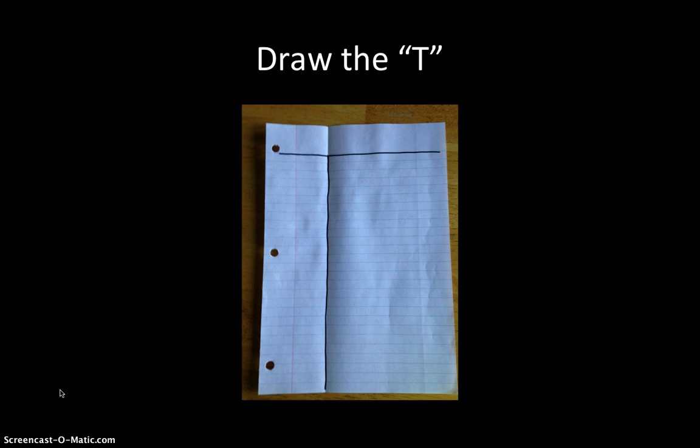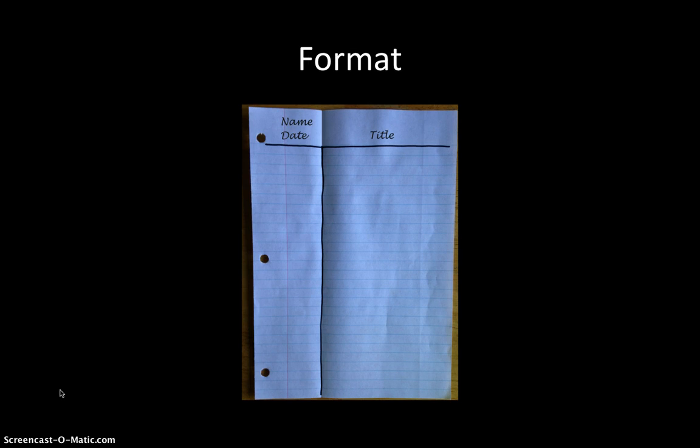Once you have done that, draw a T. I used permanent marker. You can use permanent marker. You don't have to. Whatever you want to use is fine. But the left side of your paper, that left column there, should be smaller than the right side. Okay, here's how you should format it. You want your name and the date in the upper left-hand corner. In the upper right-hand section, you're going to put the title of whatever text or notes you're taking.